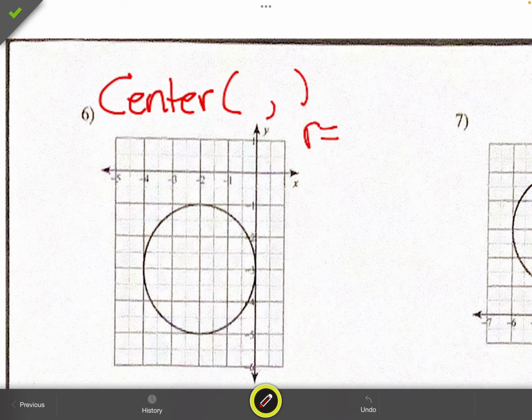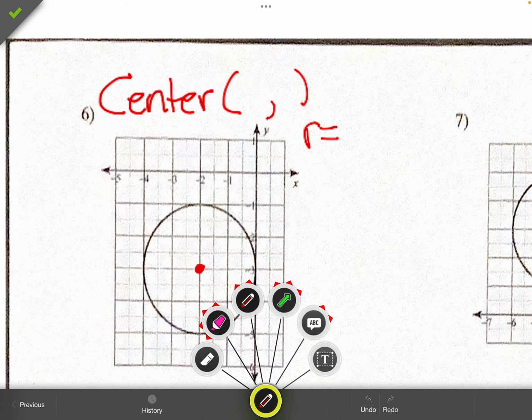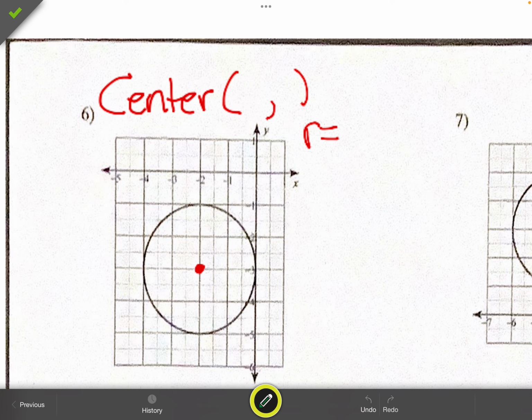So center. Now, if you're not sure if it's the center, what you can do is count left, right, up, and down and make sure that you're the same distance from the circle in all directions. So what I mean by that is, watch how they're marking these. You don't want to count this as 1. That's not 1. That's half, even though it's a line. So be careful of that. So from here to here is 1 unit, 2 units. 1 unit, 2 units, 1, 2, 1, 2. So you know that you found the center.